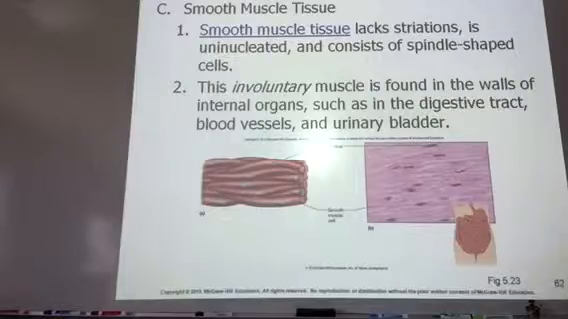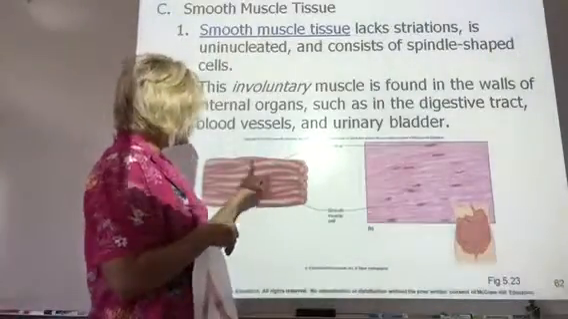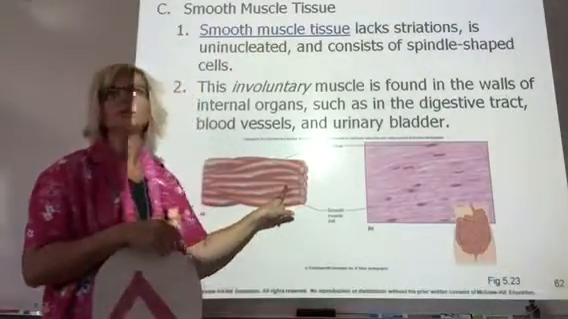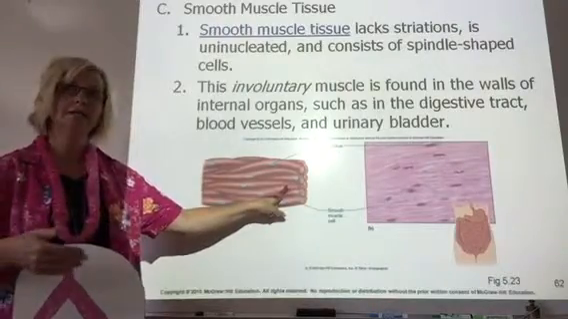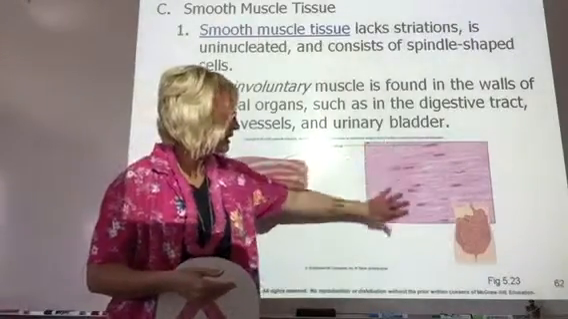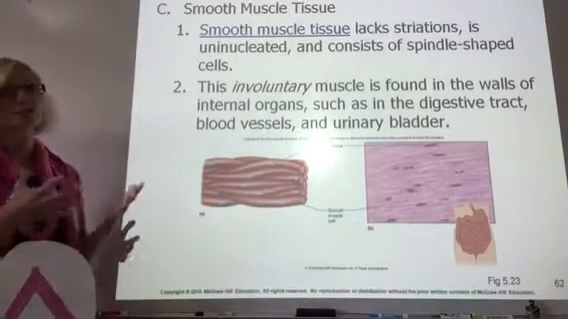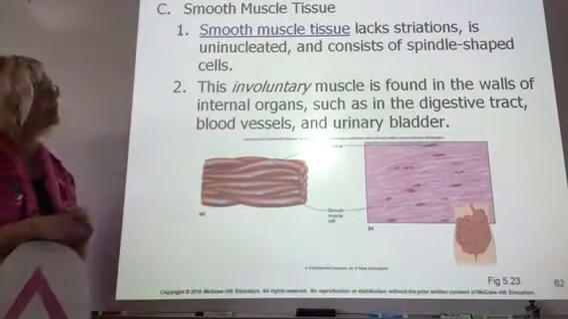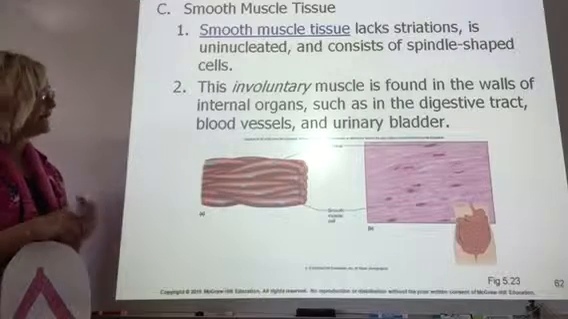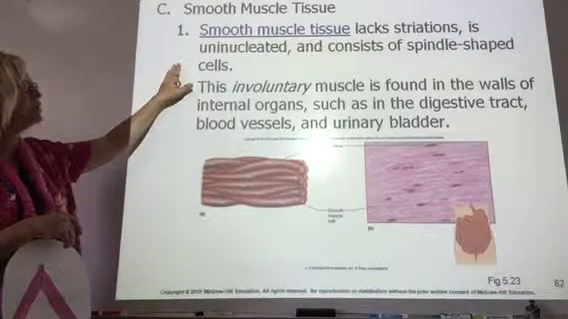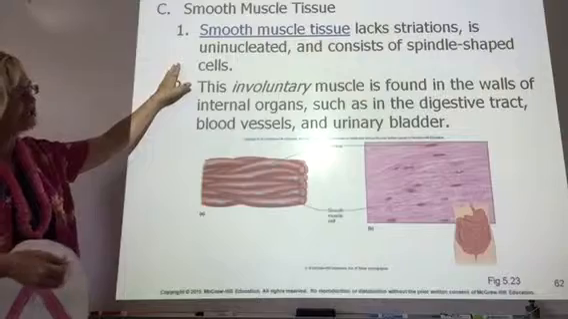Smooth muscle is not going to have those lines. It's also called non-striated. It does not have those lines that run through it. So smooth muscle tissue looks smooth. It lacks striations, and the nucleus doesn't show up as much.